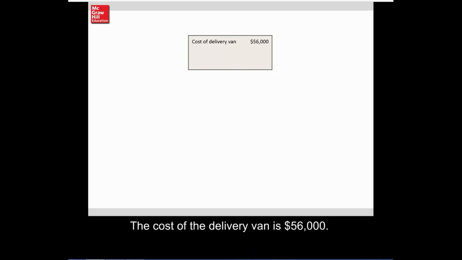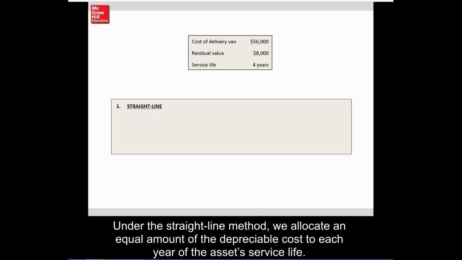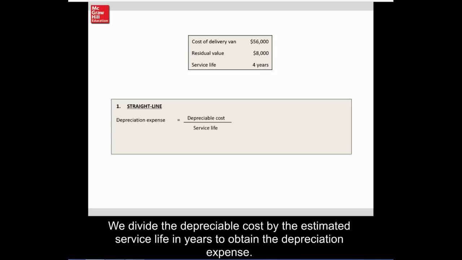The cost of the delivery van is $56,000. It has a residual value of $8,000 and an estimated service life of 4 years. Under the straight line method, we allocate an equal amount of the depreciable cost to each year of the asset's service life. We divide the depreciable cost by the estimated service life in years to obtain the depreciation expense.